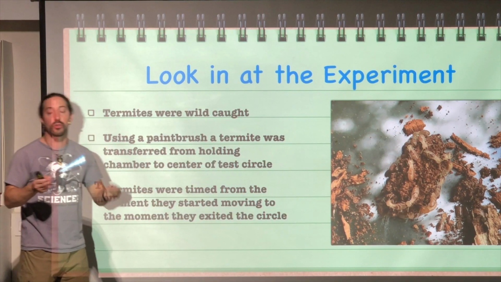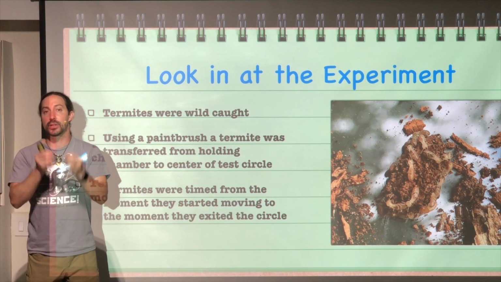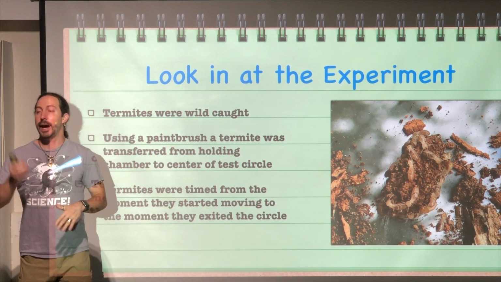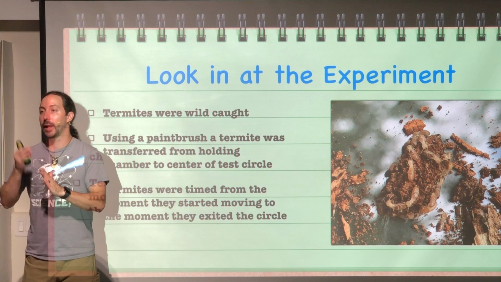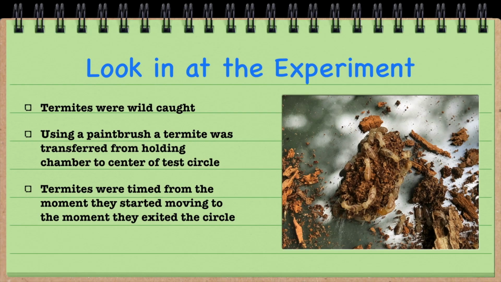The circles were the size of quarters. The termite was placed in the center of the circle, and then it was timed to see how long it took for the termite to walk out of the circle. Once the termite walked out of the circle, time stopped, and we moved on. I repeated this for 5 trials.